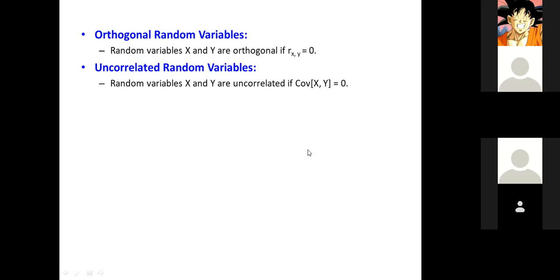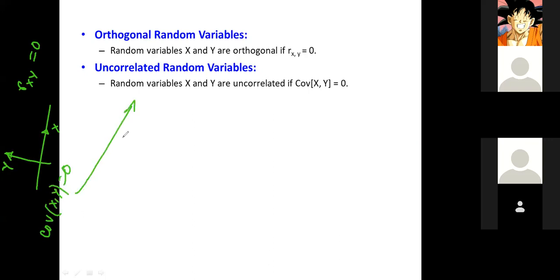What is orthogonal? It means 90 degrees apart from each other. If x and y are 90 degrees apart, there is no projection of one variable over the other, and that is called orthogonal. Then I can say their rxy will be equal to 0. And if their covariance equals 0, we can say they are uncorrelated.